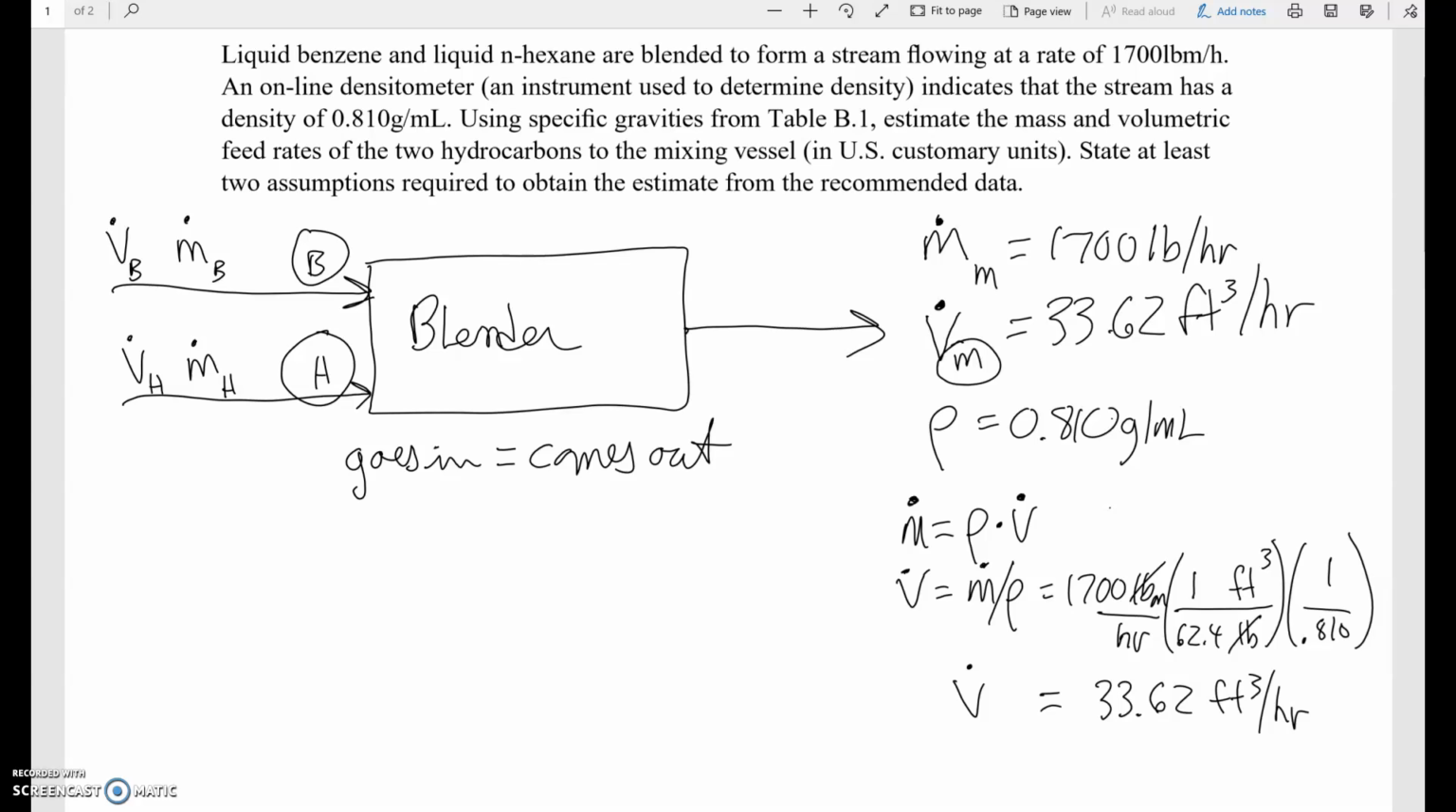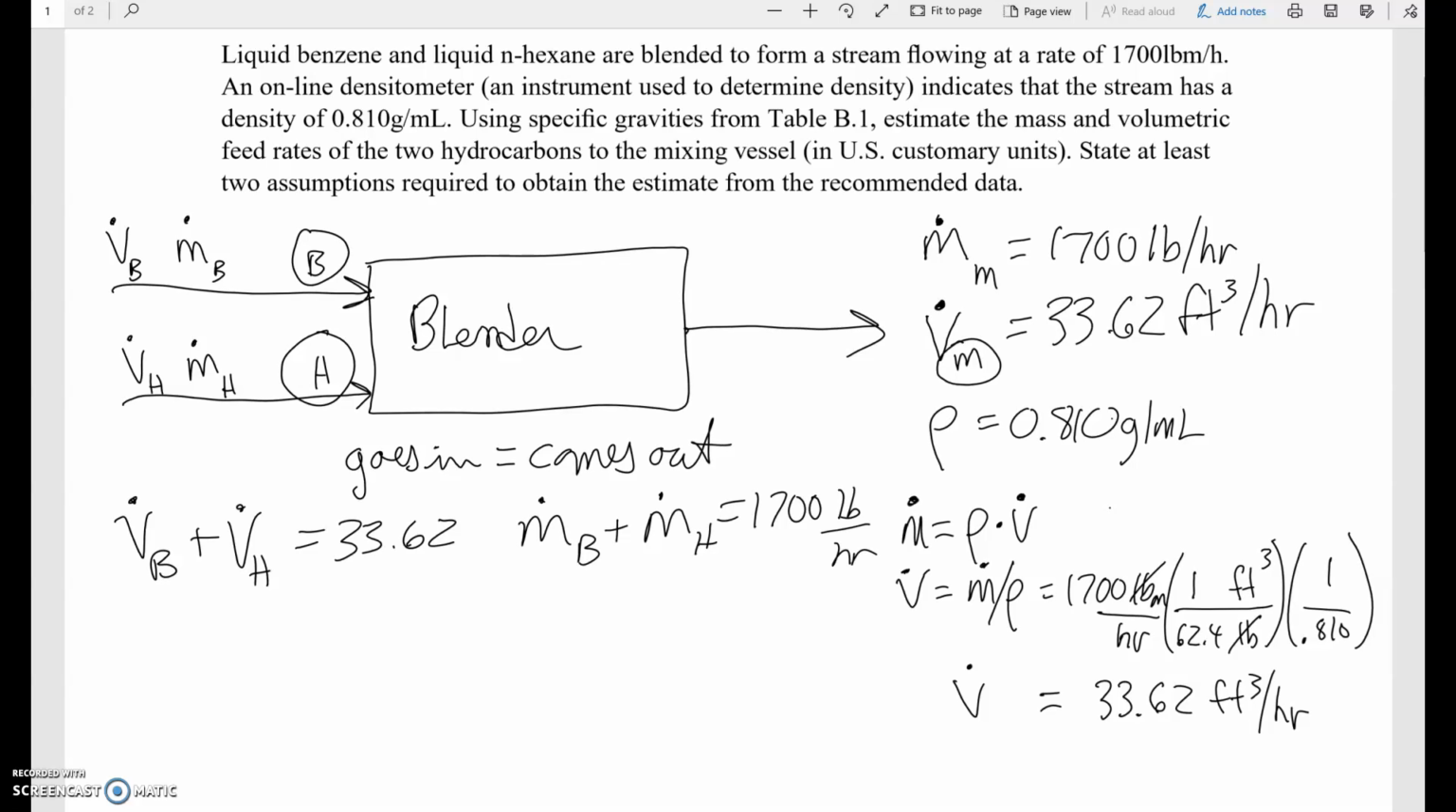I know that since what goes in is equal to what comes out, that must mean that the volumetric flow rate of benzene plus the volumetric flow rate of hexane must equal 33.62. And I also know that the mass flow rate of benzene plus the mass flow rate of hexane has to equal 1,700 pounds per hour. Why? Because what goes in must equal what comes out, and what comes out is right here.